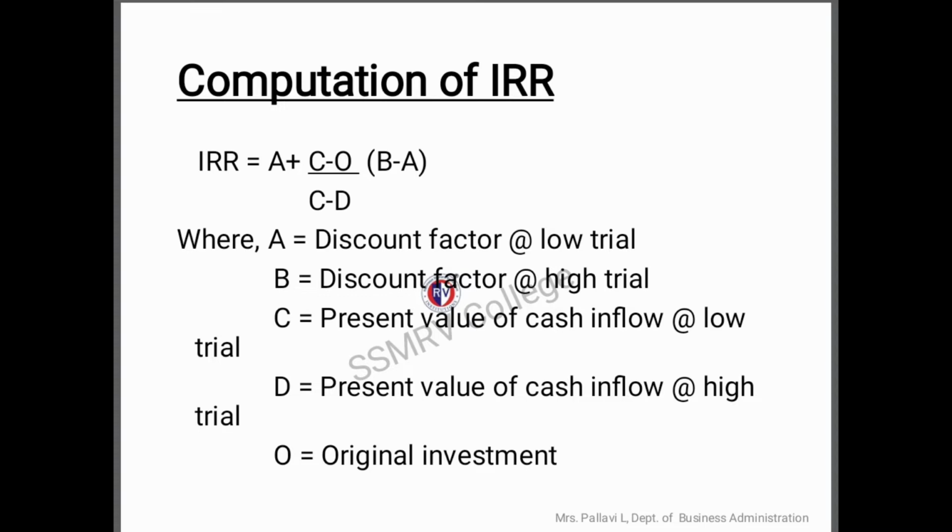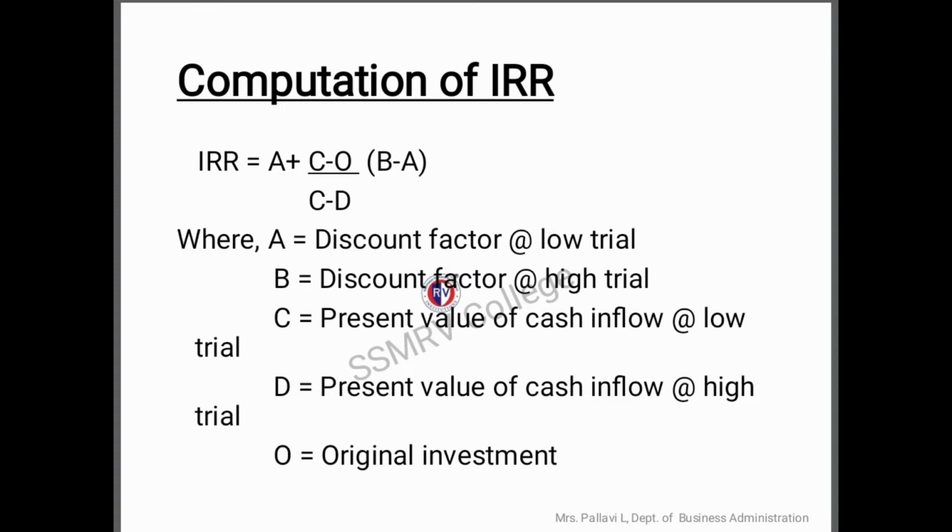IRR is equal to A plus (C minus O) divided by (C minus D), into (B minus A). A is the discount factor at low trial. I'll tell you what low trial and high trial are. B is the discount factor at high trial. C is the present value of cash inflow at low trial. D is the present value of cash inflow at high trial, and O is the original investment.